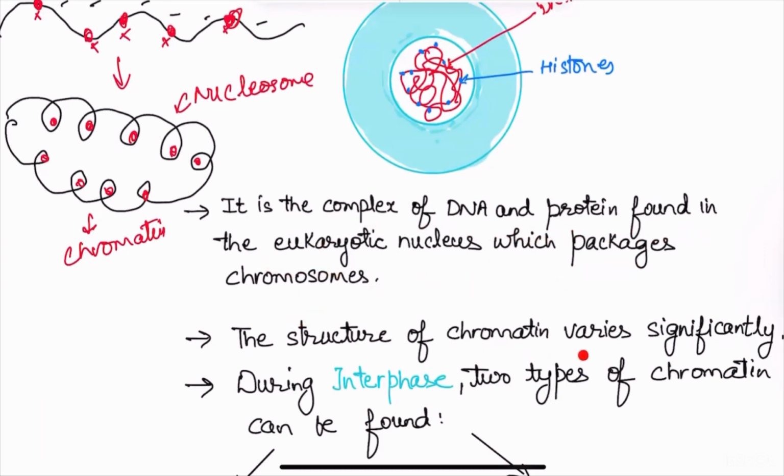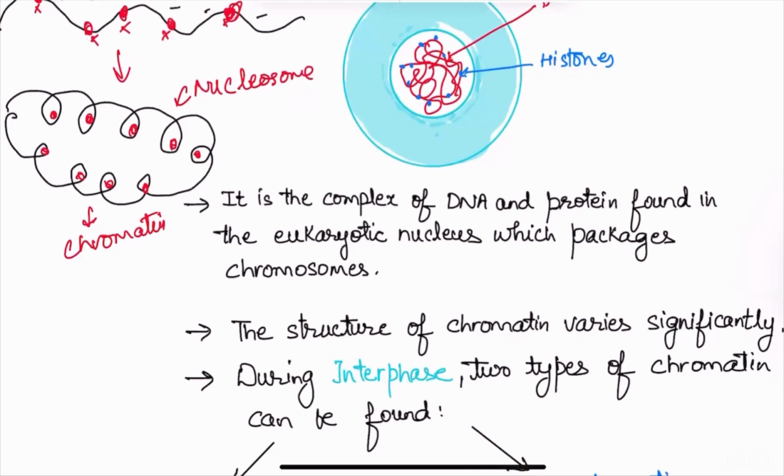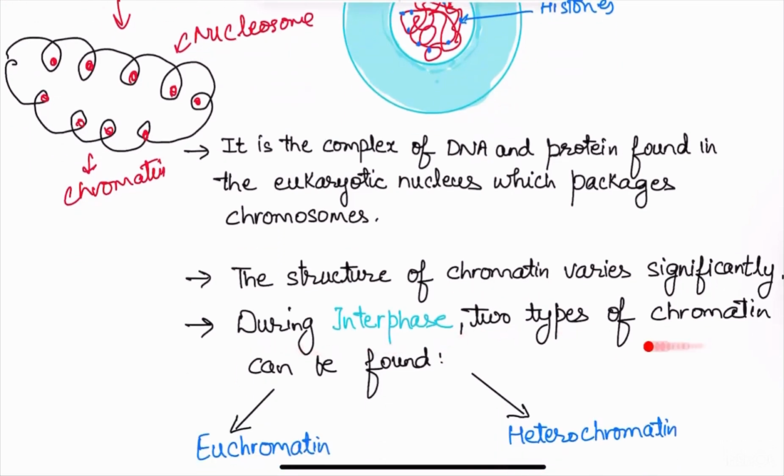And the structure of chromatin varies significantly. You can see during interphase, two types of chromatin can be found, like euchromatin and heterochromatin. Euchromatin means true chromatin. Heterochromatin means that portion of the chromatin area, that is DNA and protein complex, which is still not discovered, or if you try to check it under the microscope, it will remain dark. Whereas this area, because it is not that tightly arranged, is illuminated, and we can see this area under the microscope.